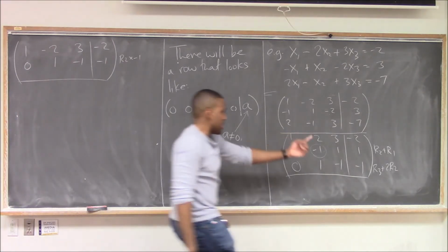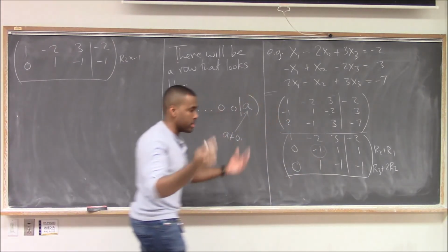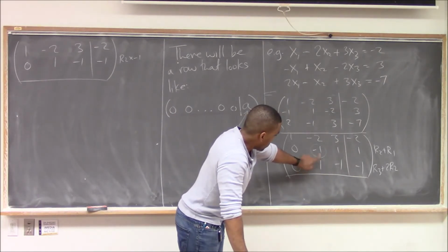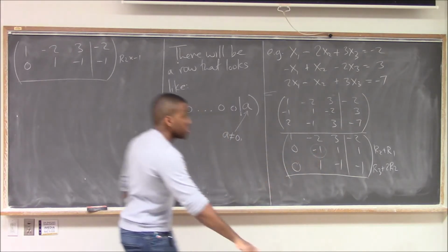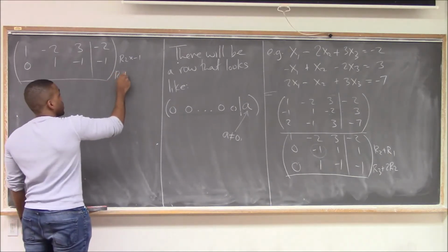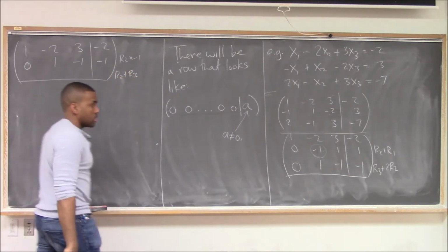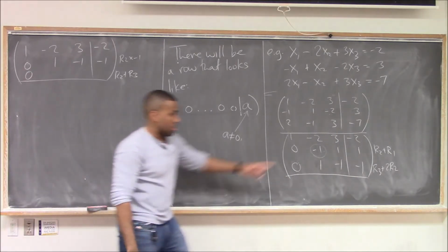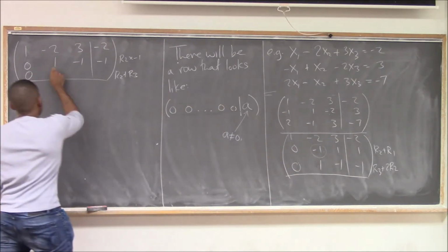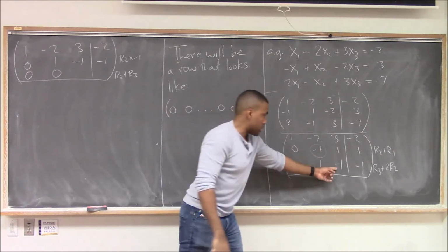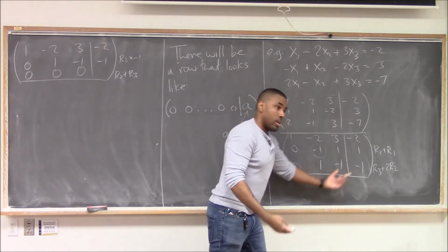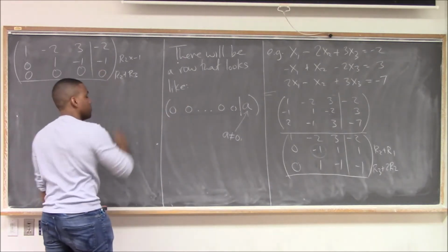So multiply this by minus 1 to make that a plus 1, just to get into a nice form. And how can I make this a 0? I can just add those two. So I can take row 2 plus row 3. This plus this, 0. This plus that, 0. This plus that, 0. This plus that, 0.